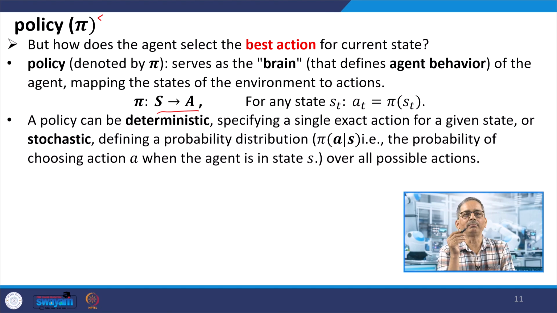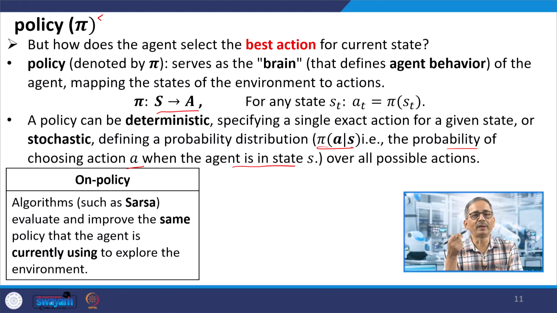Now a policy can be deterministic. What do we mean by deterministic? That is specifying a single exact action for a given state. That is what we call deterministic. Or it could be stochastic. Stochastic means we define a probability distribution, that is pi of a given s, the probability of choosing action A when the agent is at state S, over all possible actions.